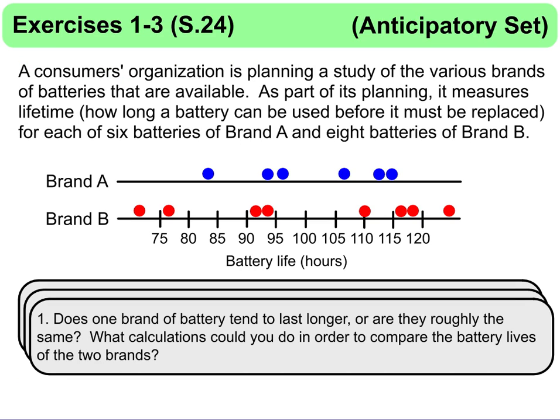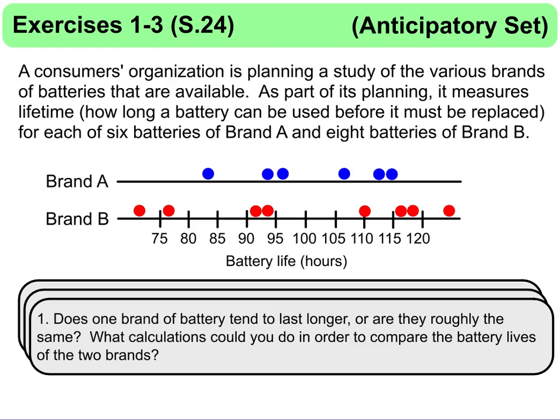So, in exercises 1 through 3, we have a consumers organization that is planning a study of various brands of batteries that are available. As part of its planning, it measures lifetime, or how long a battery can be used before it's replaced, for each of the 6 batteries in brand A and for 8 batteries of brand B.